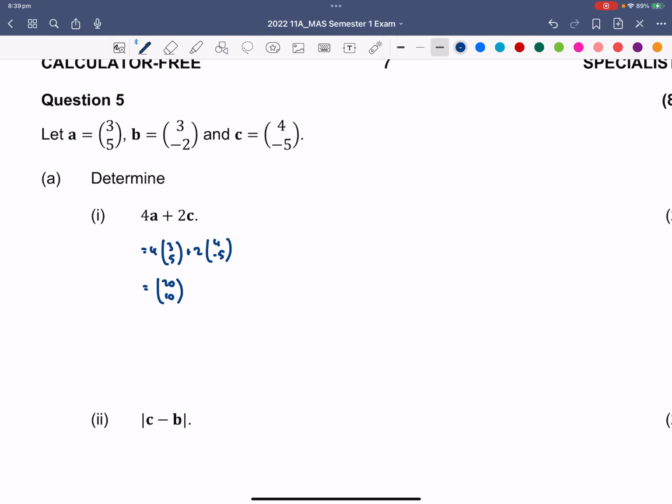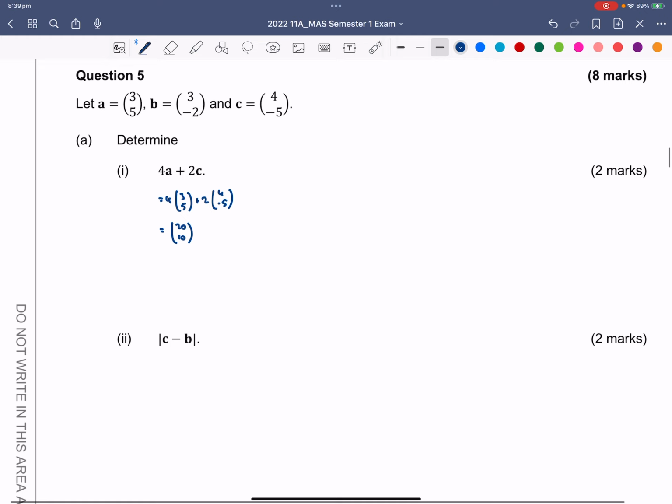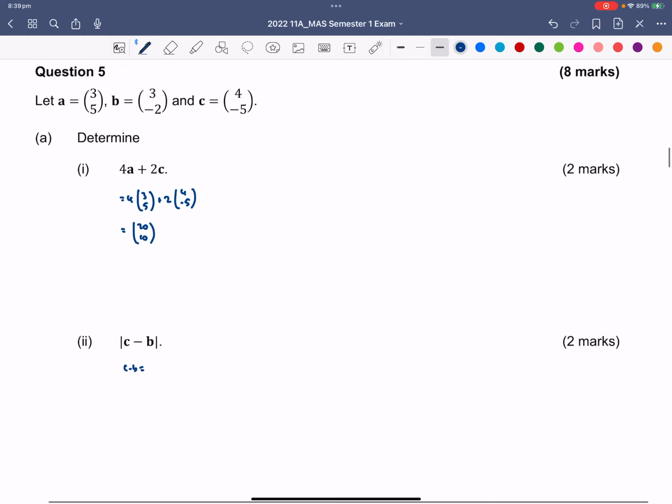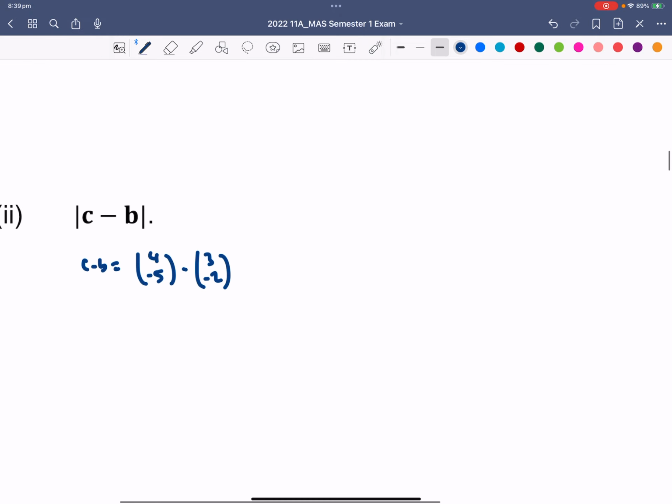The magnitude of C take B. Well, first we'll work out what C take B is before I work out its magnitude. C take B is (4, -5) take away (3, -2). 4 take 3 is 1, negative 5 take 2 is negative 3. The magnitude of C take B, therefore, is the square root of 1 squared plus 3 squared, which is root 10. All right, another vanilla question.